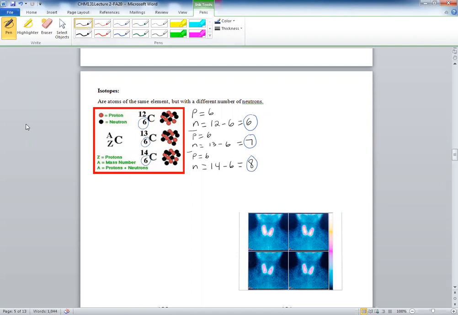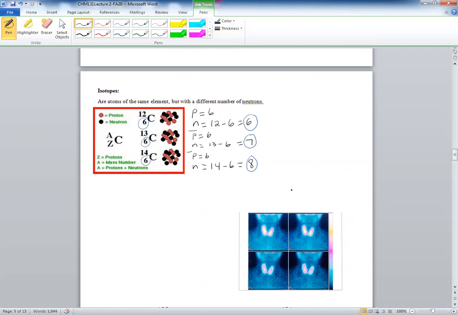And every element has isotopes. In fact, the carbon in your body also has these isotopes of carbon. Of course, some are present in much bigger amounts, like carbon-12. The majority of carbon in your body is carbon-12. But there's a little bit of carbon-13, and almost none of carbon-14.